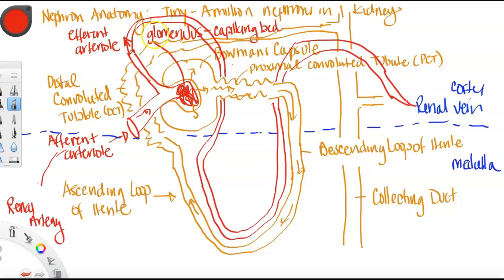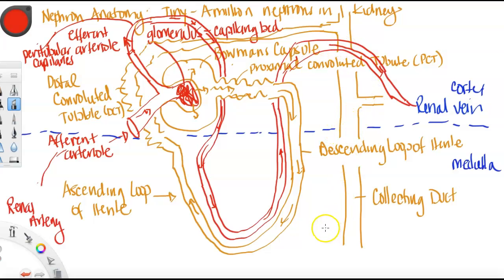These capillaries up in this area are called peritubular capillaries. So these up here are called peritubular capillaries. This is the direction that we're going. These are all peritubular capillaries that wrap around the nephron.